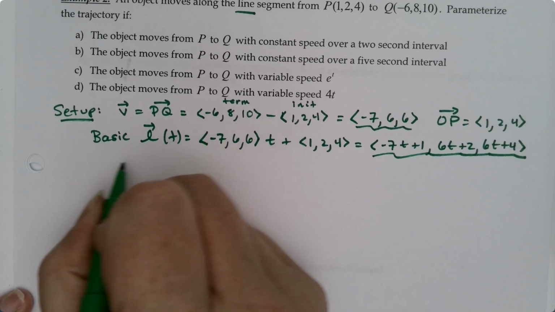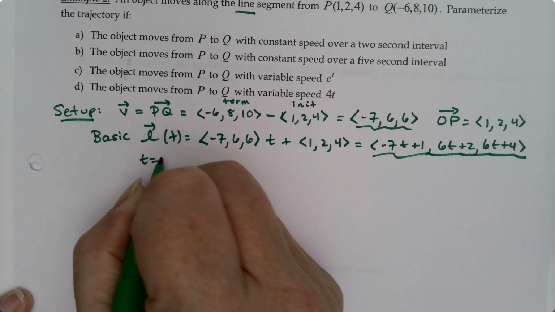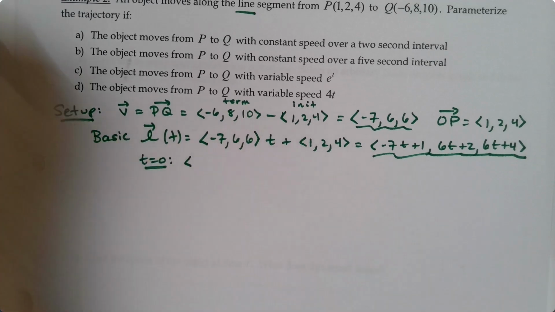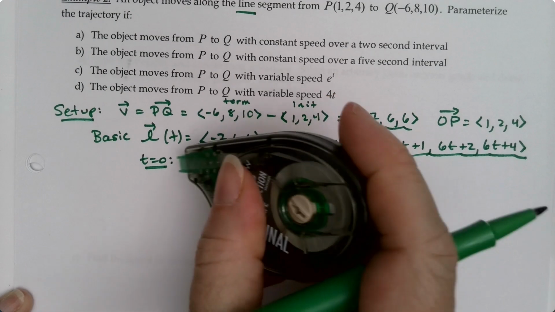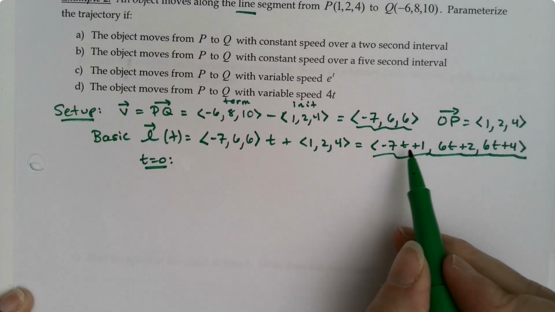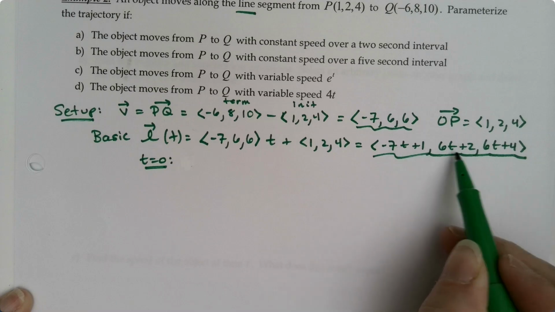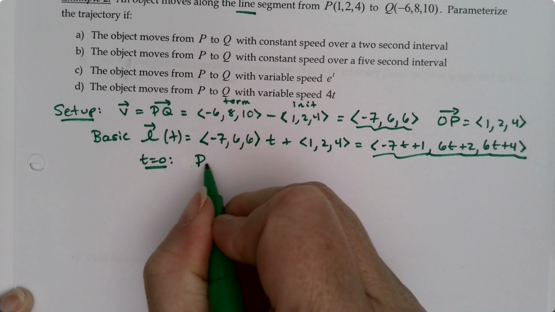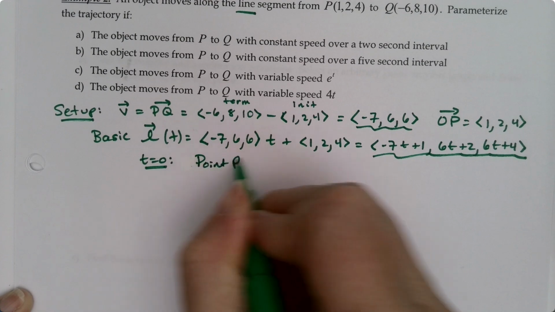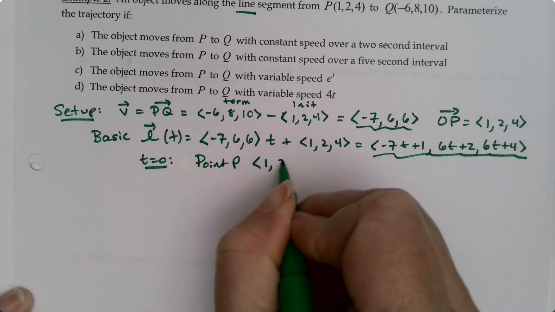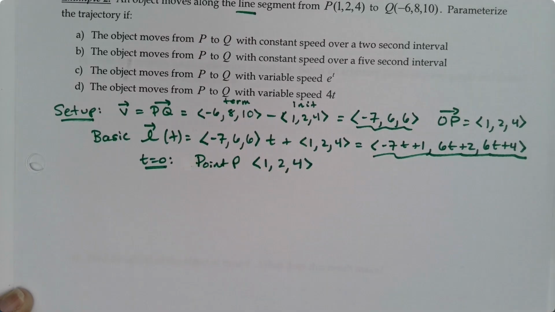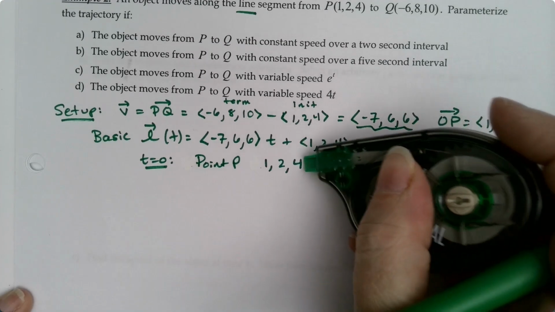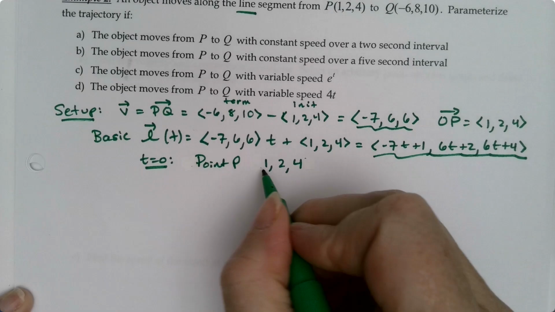And let's just double check real quick. When t equals 0, if I put 0 in here, I would be at point P, right? Because if I put 0 in, that becomes 0 plus 1, 0 plus 2, 0 plus 4. So that would be point P, which is (1, 2, 4). I'm writing it as a vector, but I could write it as a point. It doesn't make any difference. There we go. So we're at that point.